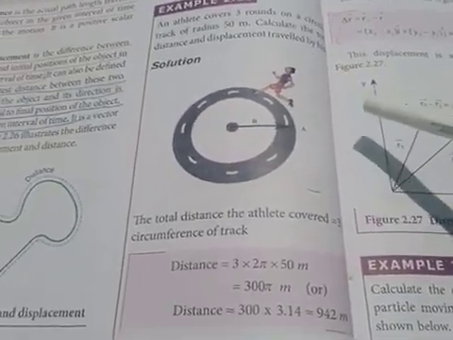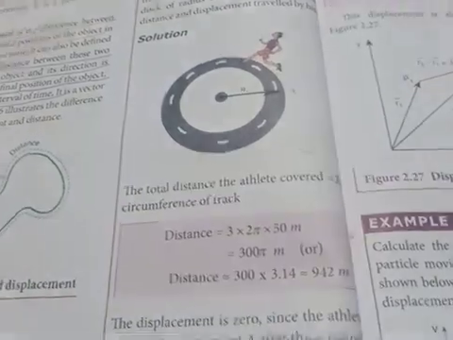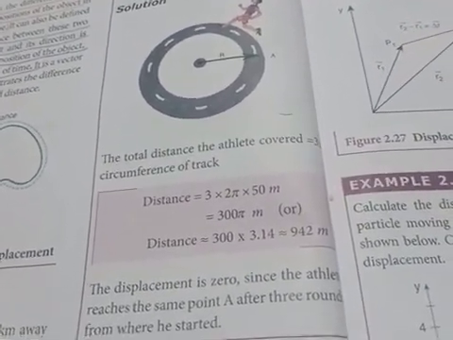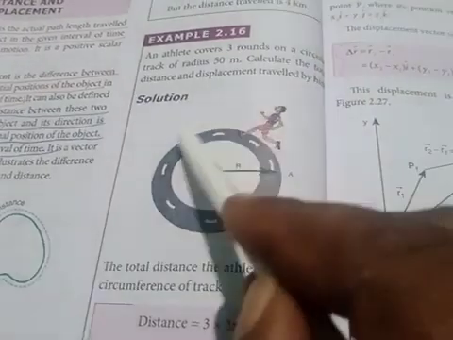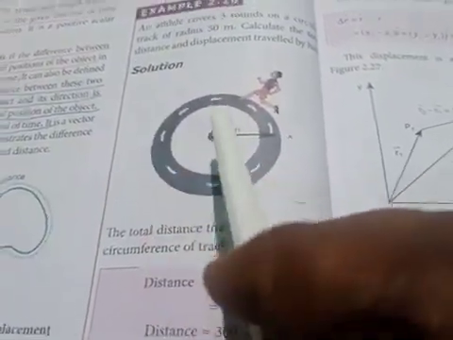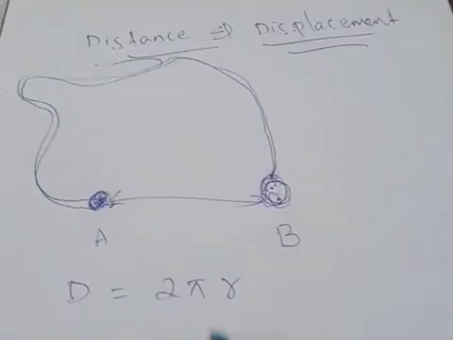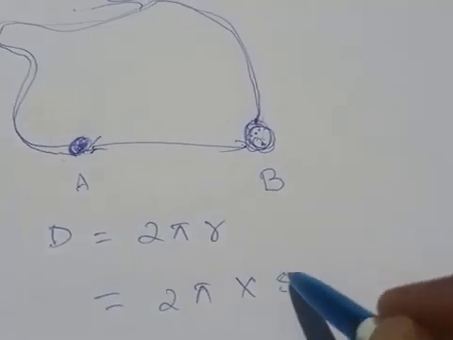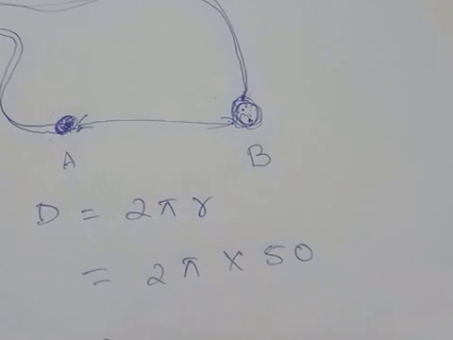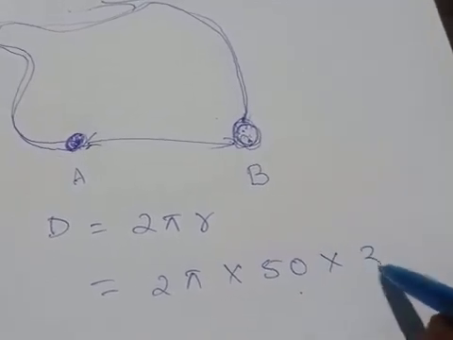So we know that this distance is equal to what? This distance is equal to the circumference, isn't it? So the total distance the athlete covered, the circular distance, is equal to the circumference of the circle, 2 pi r. That is the formula we are choosing here to find the distance. And we know 2 pi into r, where the radius is 50 meter. This is for 1 round, but this athlete covers 3 rounds, so into 3.